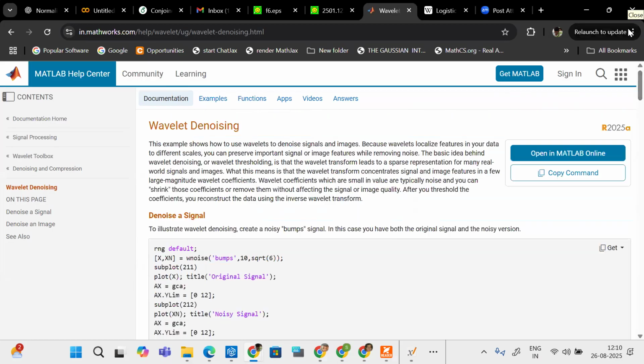You can see, I will share you the link, and this is quite interesting: wavelet denoising. This example shows how to use wavelets to denoise signals and images. Okay, so this is MATLAB. It is another language. MATLAB stands for Matrix Laboratory, and it is quite popular when you handle high quality, high resolution images.